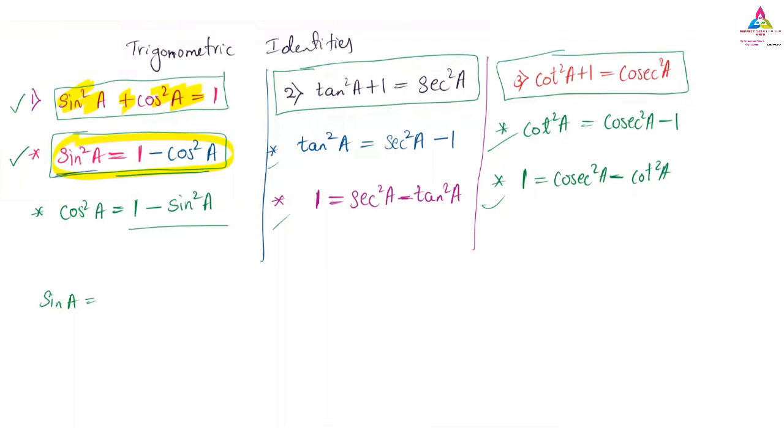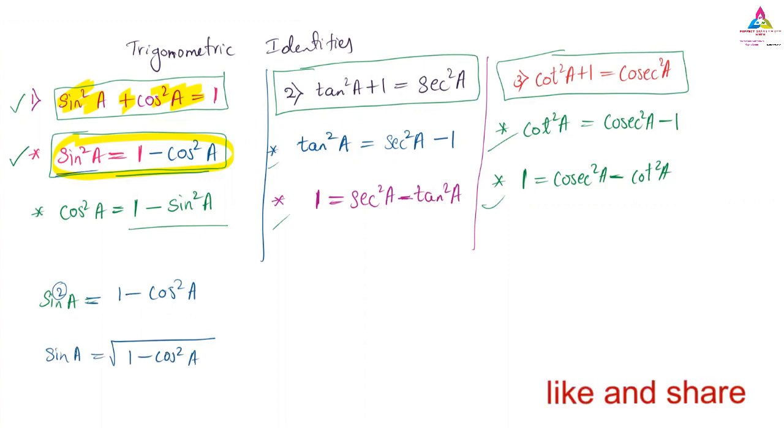What is sin a equal to? Here we have sin square a, so I will write sin square a is equal to 1 minus cos square a. Now I can convert this sin square a into sin a. What do I have to do? We have to shift the square to the other side. It will become a root. So the sin a value is nothing but the root of 1 minus cos square a.